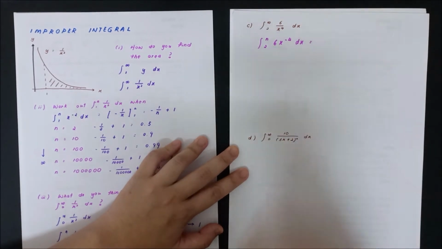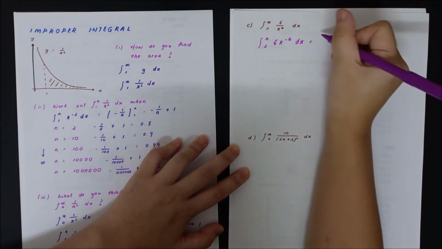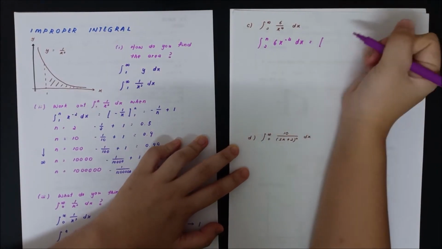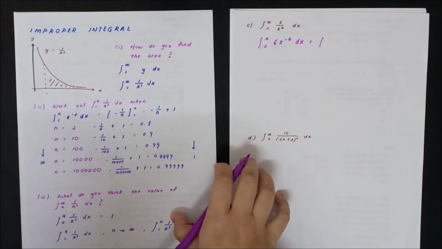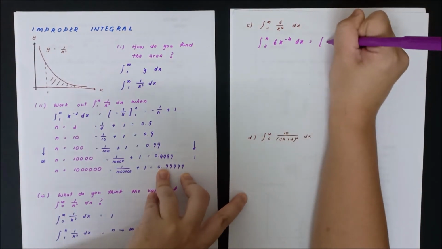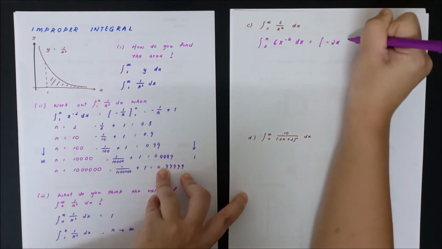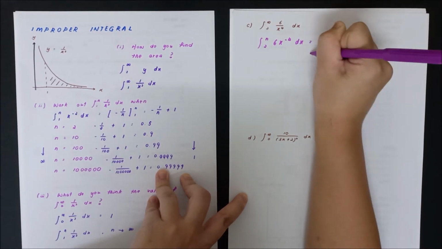Now we can start to do integration. Integrate negative 4 plus 1, you are getting negative 3. So 6 divided by negative 3, you are getting negative 2. So negative 2x to the power of negative 3, with limits n and 2. Then now you can rewrite them.